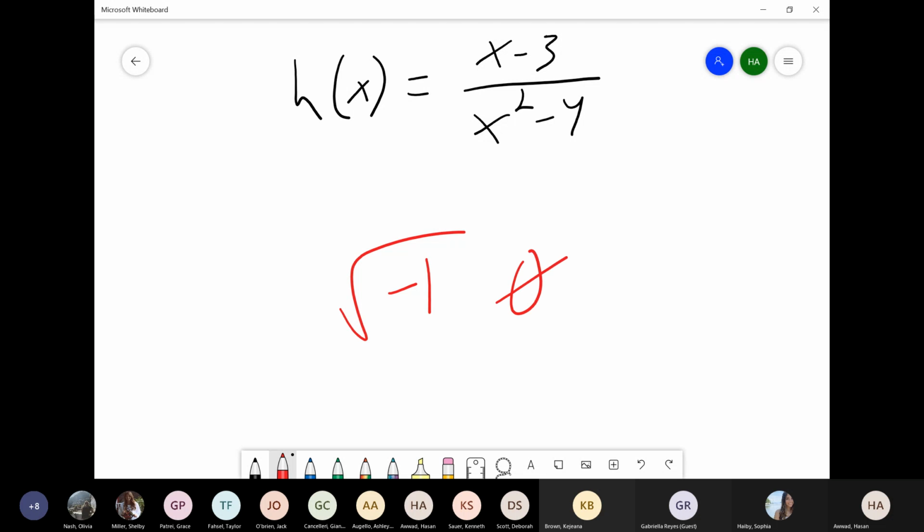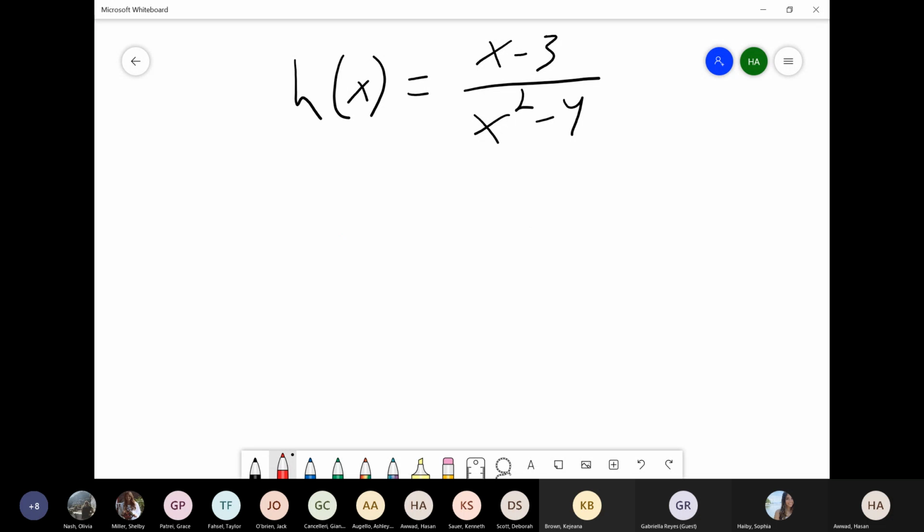This is garbage for real numbers. We define this in a special way. We call this i, a complex number. But for real numbers, which is what we're concerned about, this doesn't do anything for us. So it's outside of the domain. So those are our two restrictions.